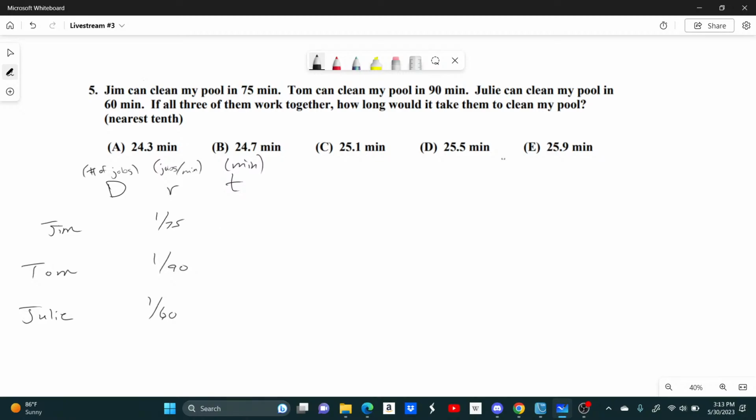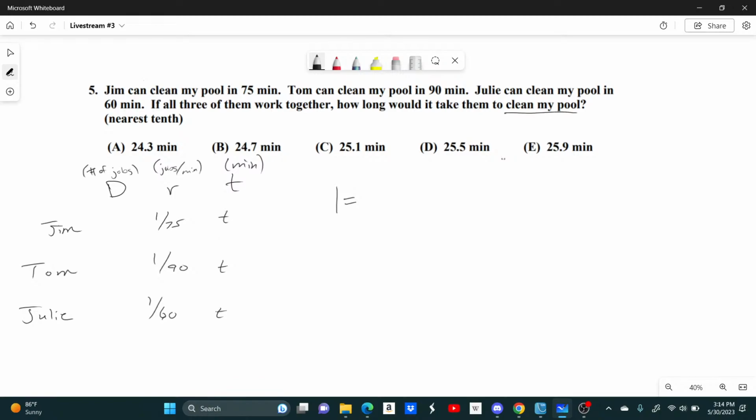Let's see. We don't know how long they work, but we do know that they all work for the same amount of time. So I'm going to call each of these just T. So look what we can do here. We don't know the individual numbers of jobs that Jim, Tom, and Julie do, but we do know how long it takes them all together, right? So we know the number of jobs they do altogether is 1, right? Because it says how long will it take them to clean my pool.